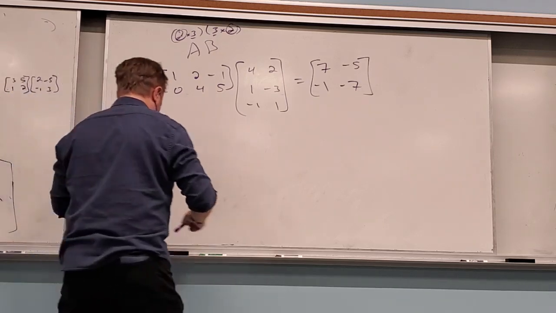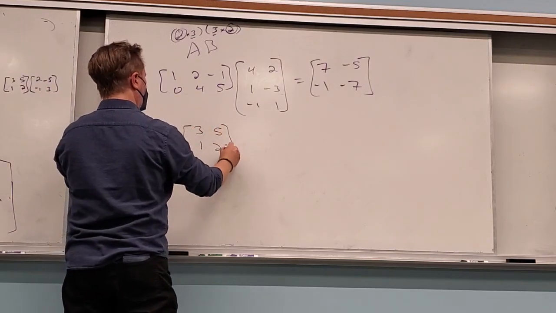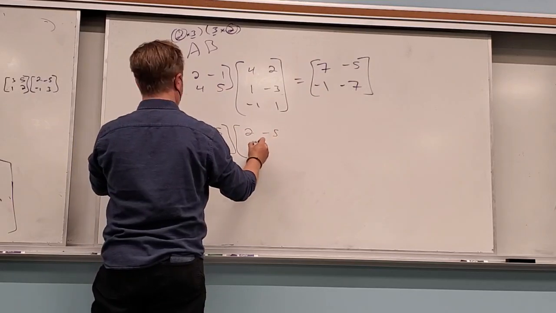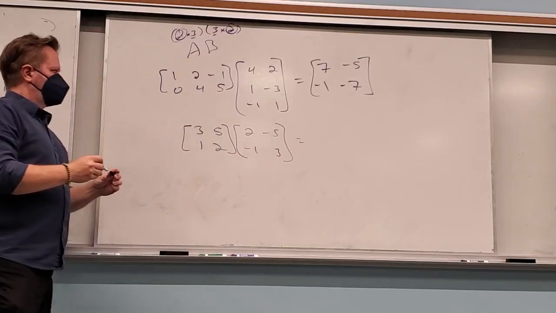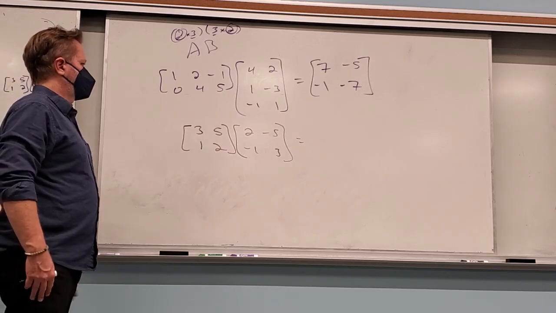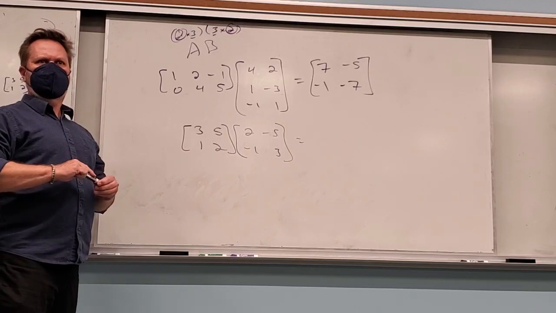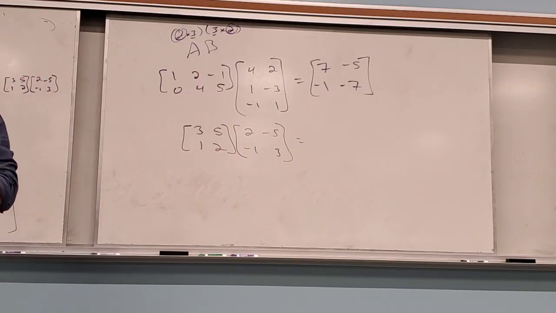So do me a favor real quick. Can you please multiply this over here I just made? 3, 5, 1, 2. Multiply it by 2, negative 5, negative 1, 3. Noticing anything interesting about that?